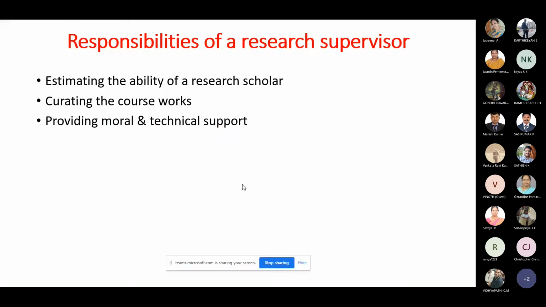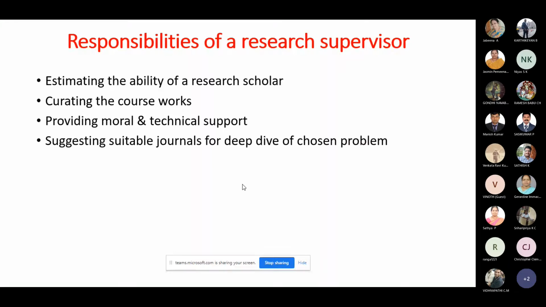Providing moral and technical support. You should stand by the scholar. You should be with the scholar, right? Because the scholar is going to spend more time with the supervisor. So the research supervisor must provide moral support to the scholar, and not only moral but also technical support. If he needs some facility, he has to arrange some facility. If he needs some understanding, if he needs some help in drafting something, it's a responsibility of your supervisor.